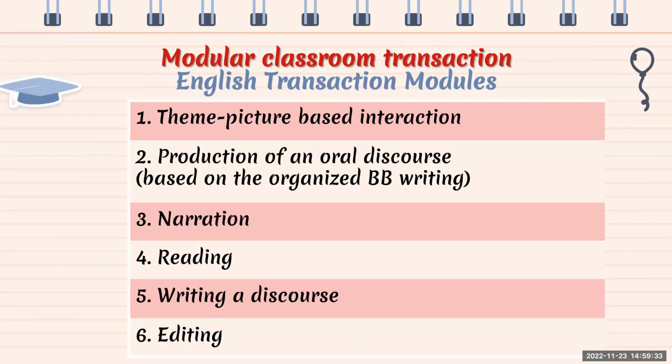In the modular classroom transaction, or here in English transaction modules, we find all these happening one by one in sequence. They are going to be beautifully narrated, described and explained by my co-RP. The first three will be very important because they are related to the picture. That is a face sheet we call, or a trigger picture that we have in all our textbooks for the lessons in the very beginning. So here are the 6 very important modules. One is the theme, that is picture-based interaction. Second, production of an oral discourse based on organized blackboard writing. Sir will explain it beautifully. And third is narration. Fourth is reading and writing a discourse, and finally editing. So it comes with a picture. Next is an oral discourse. Third is reading and then writing, and finally editing.